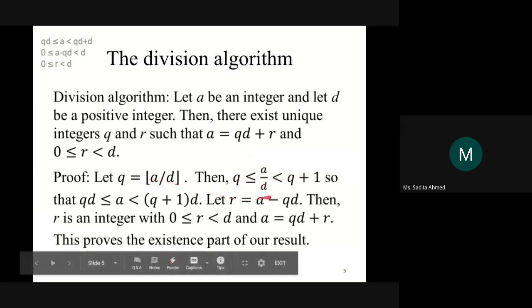And also, at the same time, we wanted to get this equation. So that's why we had a lower limit and an upper limit from which we could possibly get d as the upper limit.